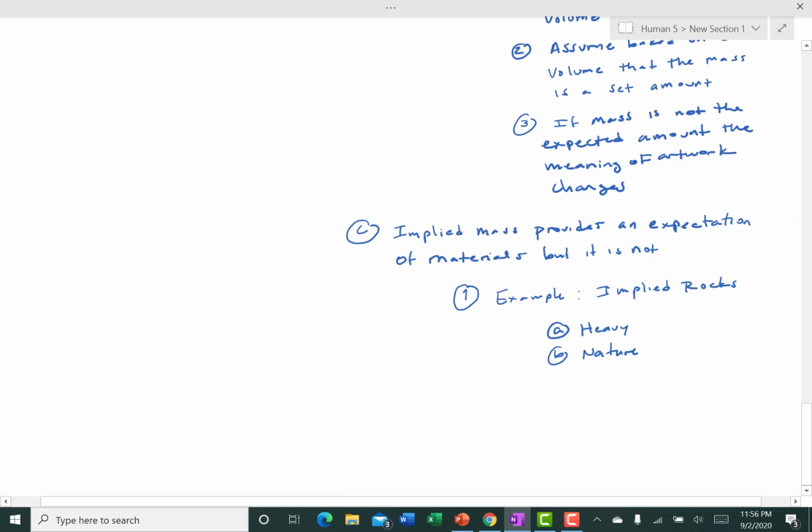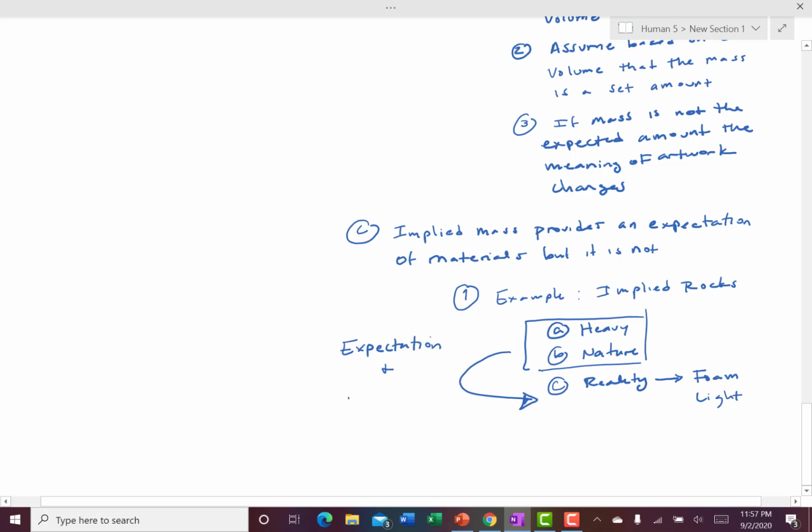But in reality, it's not. It's a man-made material. It's foam, and it's light. And so these are very contrasting with the expectation versus the actual. And that is where, I think that's important, right? It's not just about weight or what we perceive the weight to be, but the materials that are used in the process as well.